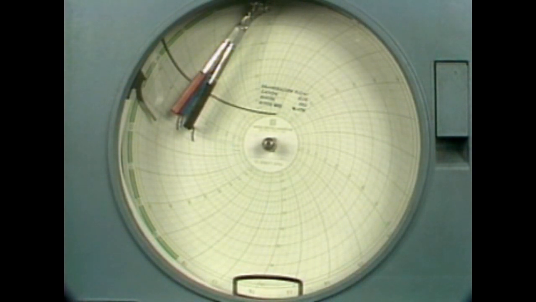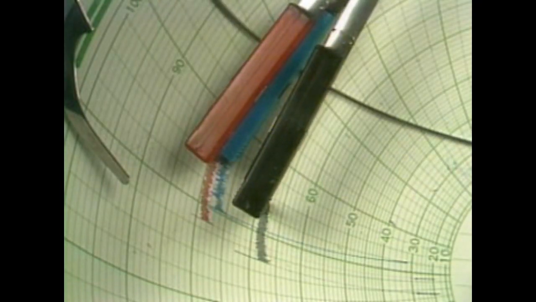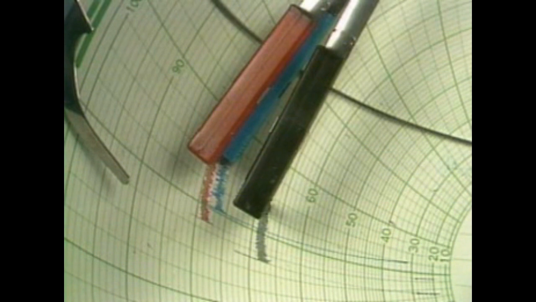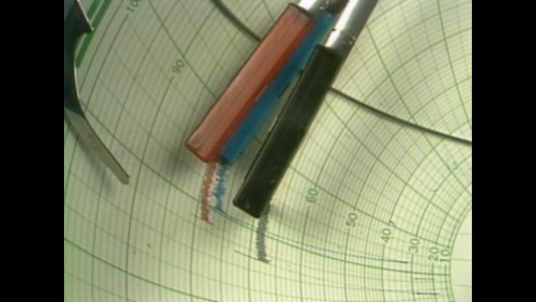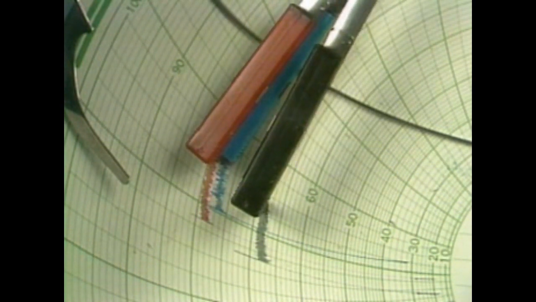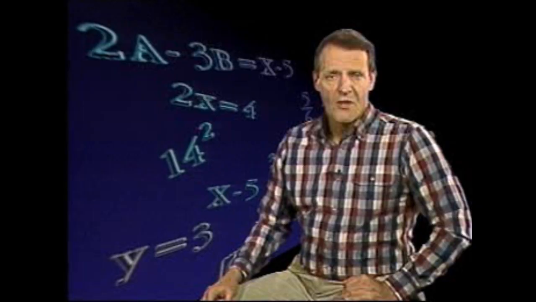A pen that's attached to an arm on the recorder is used to mark the chart. If values for more than one variable are being recorded, more than one pen is used. Each pen has a different color ink to mark the values for a different variable.